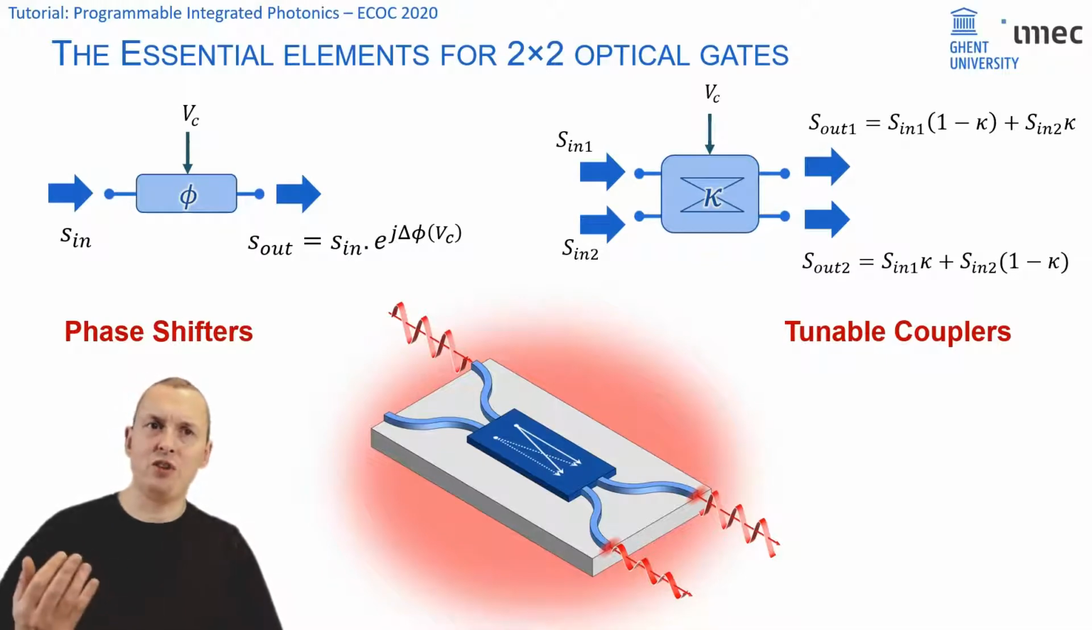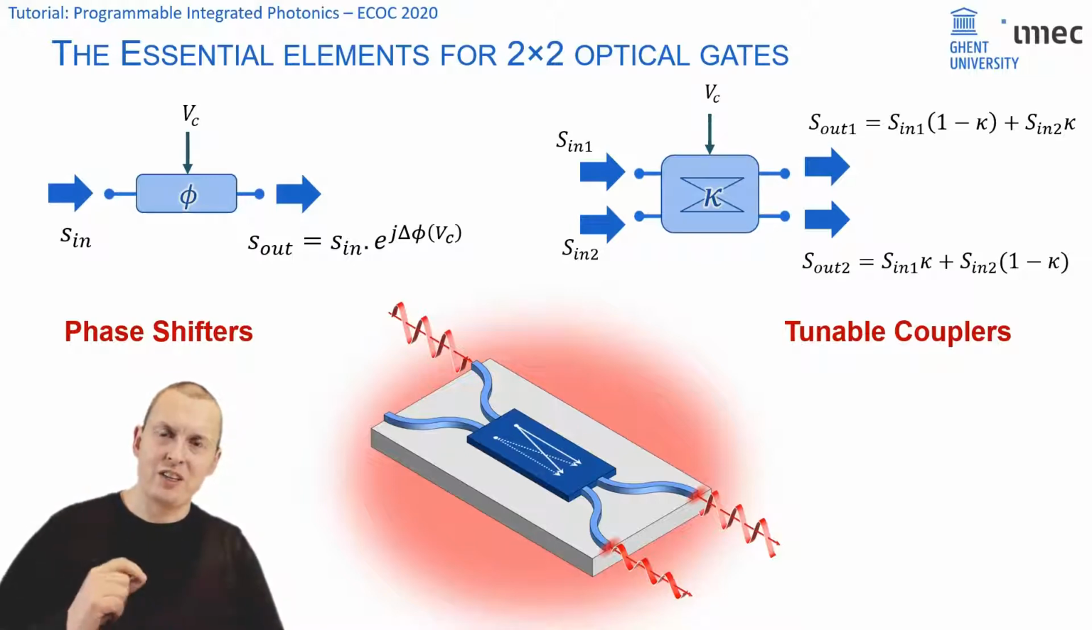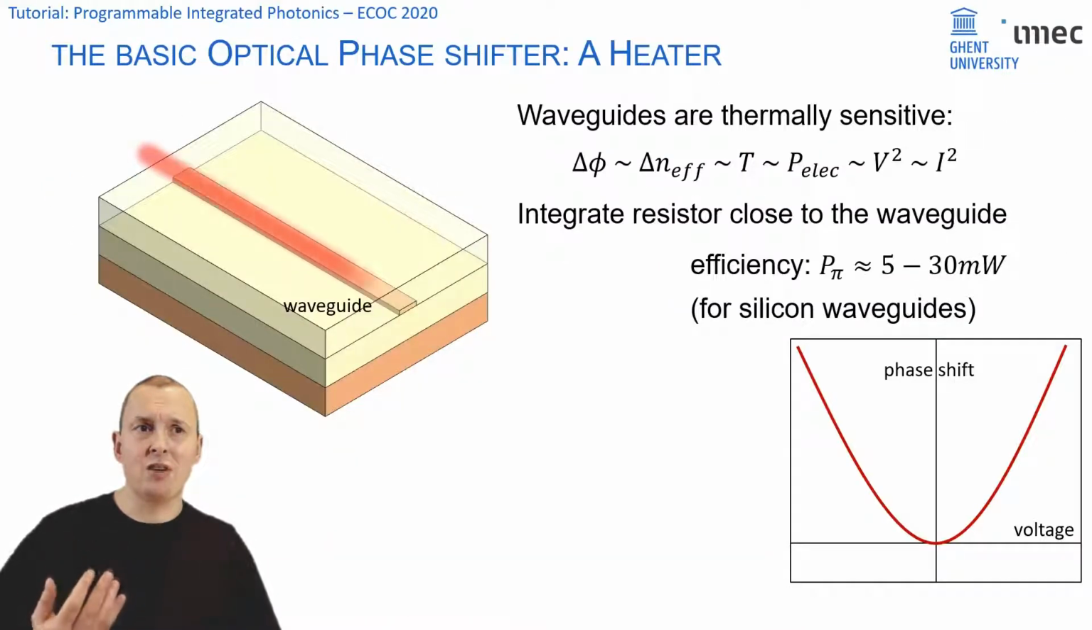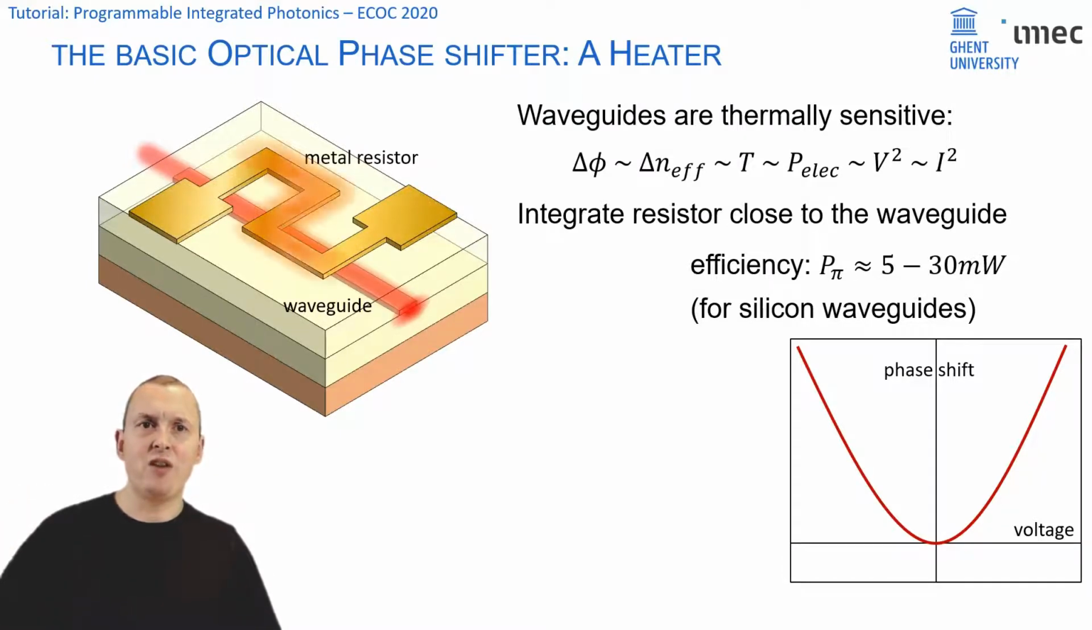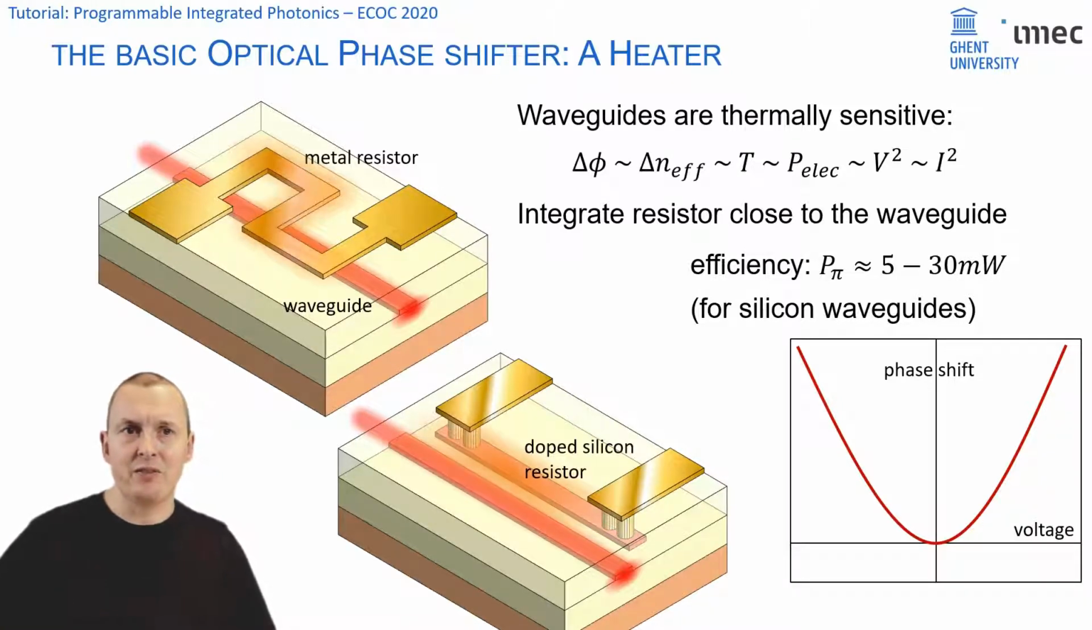And we already know that we can build a tunable coupler out of phase shifters. So a good, efficient phase shifter is the key component to make this work. If we think about silicon photonics, what is the typical way to implement such a phase shifter? Well, it's a heater. You basically take a waveguide and then you add an electrical resistor nearby, like above it with a metal heater or next to it with a doped silicon heater.